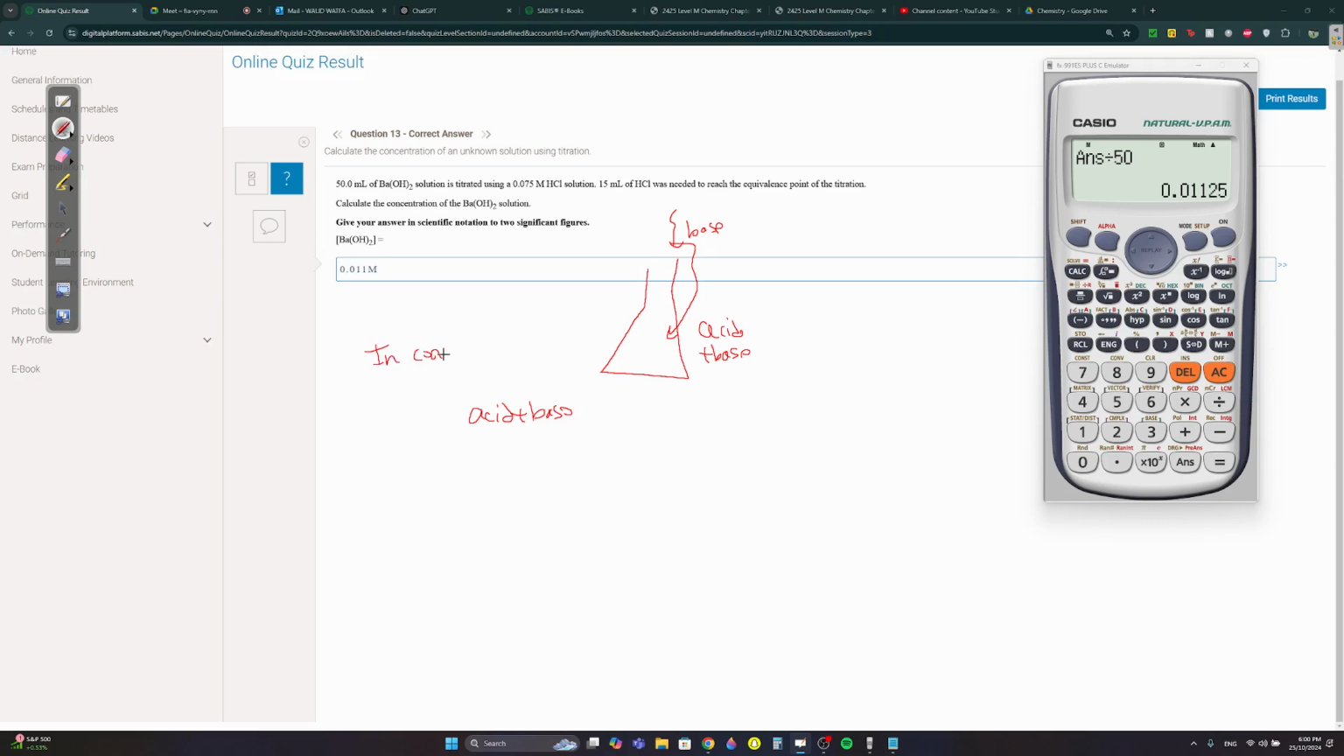In the conical flask, you're going to write the reaction between the acid and the base. In this case, it's Ba(OH)2 reacts with HCl. You guys know when a base reacts with an acid, what does it form? It forms a salt and water. Okay, everybody should know this. Base plus acid gets you a salt and water.